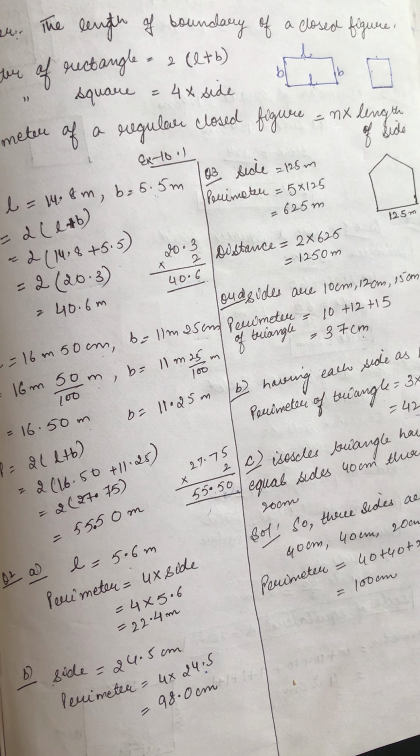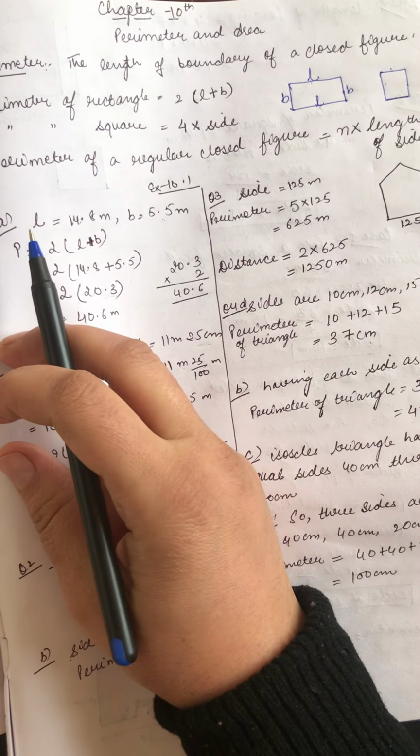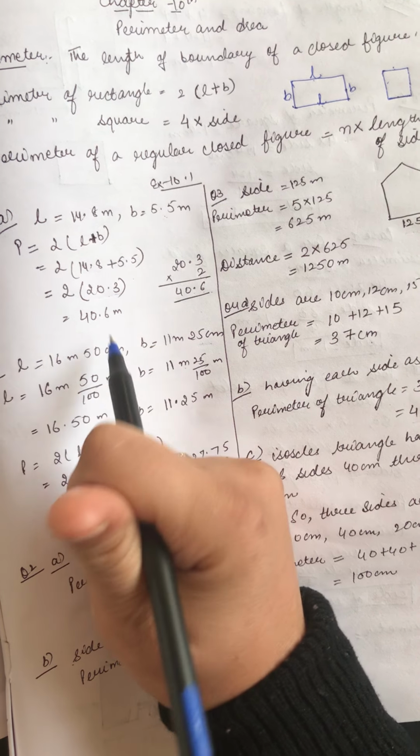Good morning, dear students. Let us start with a new chapter. This is chapter 10, perimeter and area.